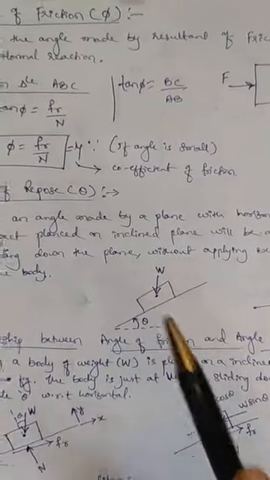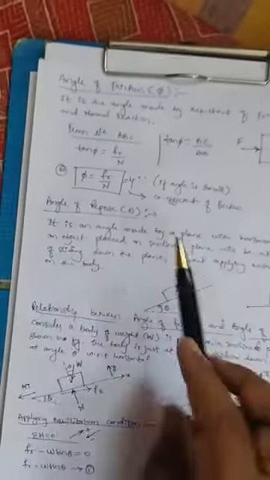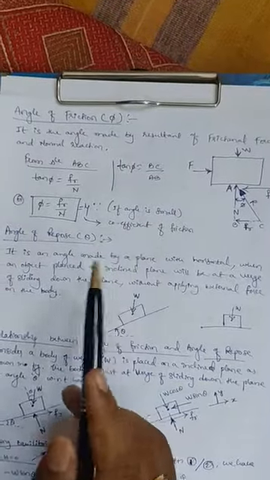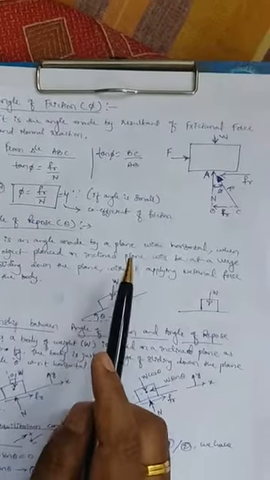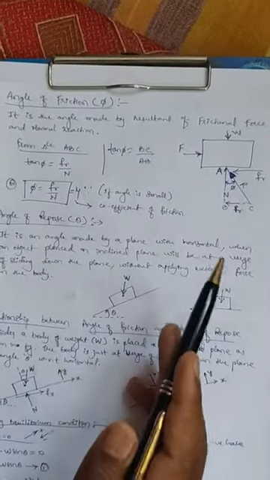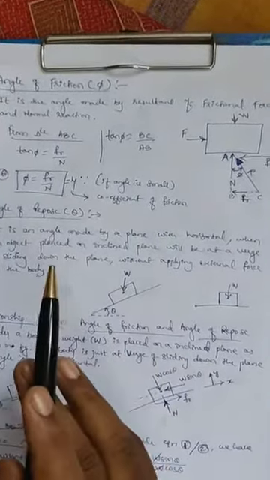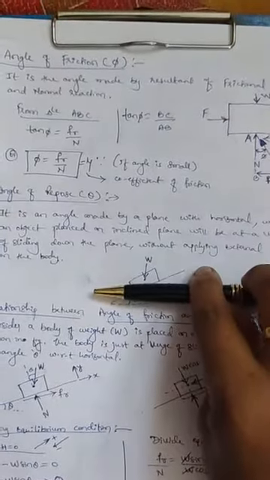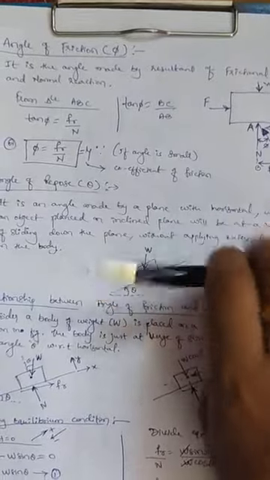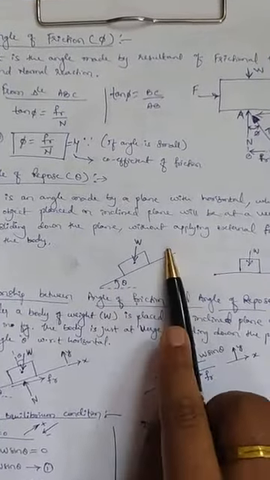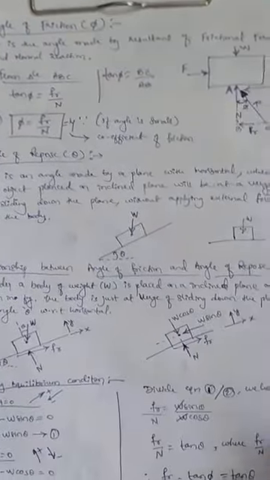Is it clear? I will read the definition now. It is the angle made by a plane with the horizontal when an object placed on the inclined plane will be on the verge of sliding down the plane without application of external force on the body. What I told is, when I increase the angle with respect to horizontal, at a certain angle the block placed on it slides down without the application of force, that angle we call angle of repose.